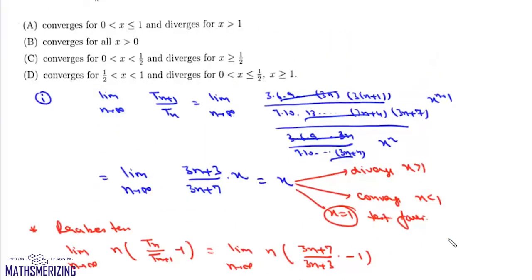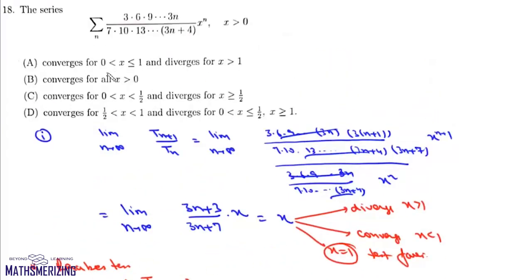So the answer to this question will be, this series converges for x lying between 0 and 1, where 1 is included, and it diverges for x greater than 1, and that's your option A.